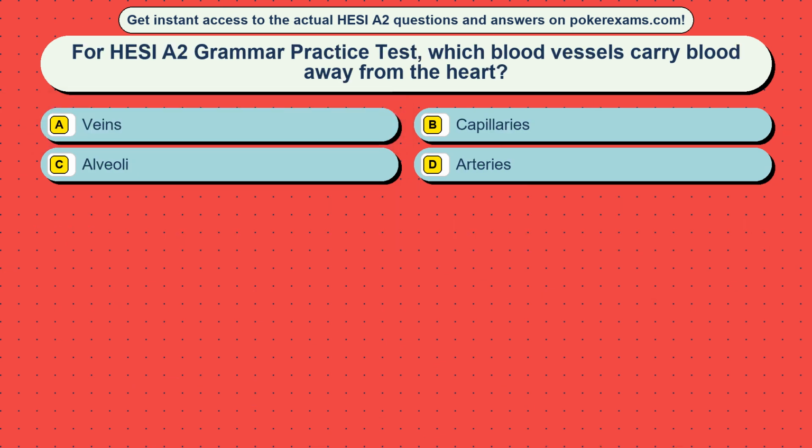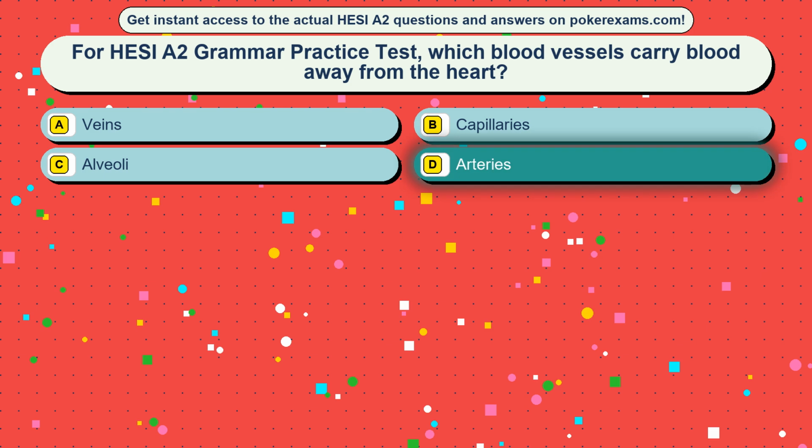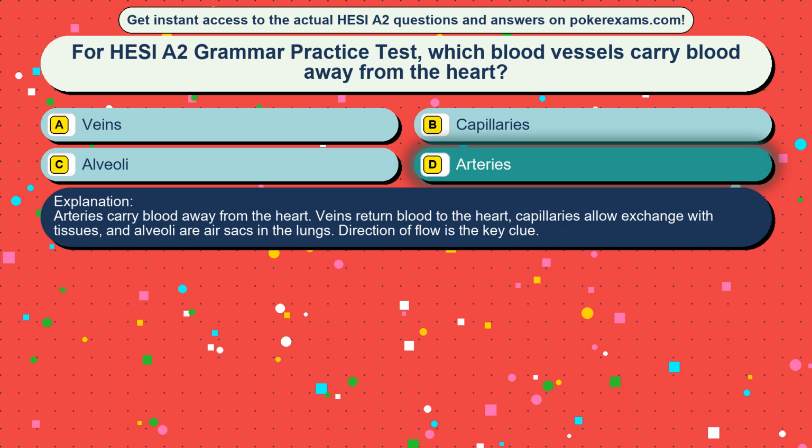Question 22. For HESI A2 grammar practice test, which blood vessels carry blood away from the heart? Option A, veins. Option B, capillaries. Option C, alveoli. Option D, arteries. The correct answer is option D, arteries. Arteries carry blood away from the heart. Veins return blood to the heart, capillaries allow exchange with tissues, and alveoli are air sacs in the lungs. Direction of flow is the key clue.